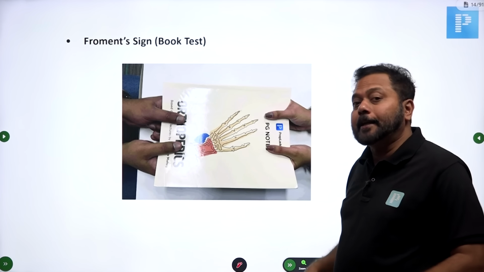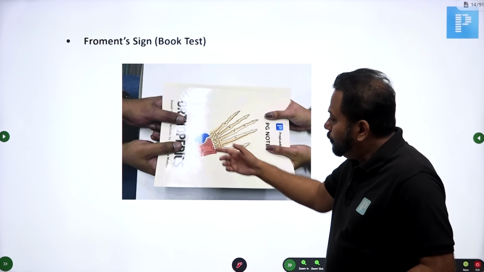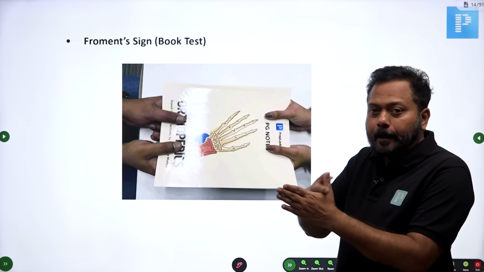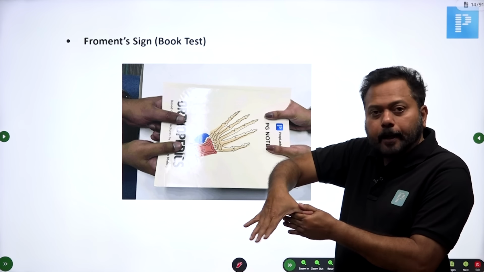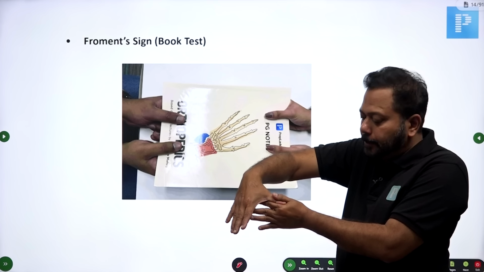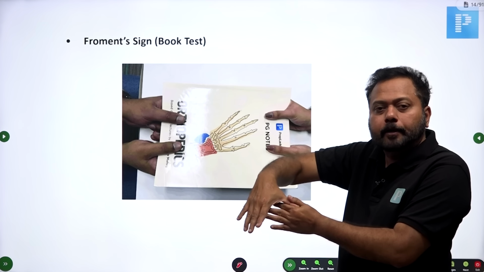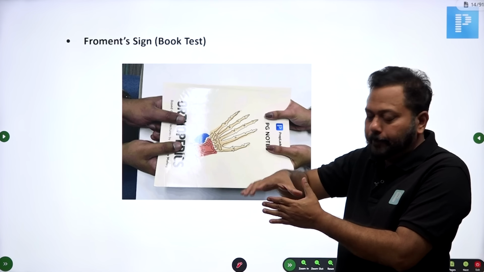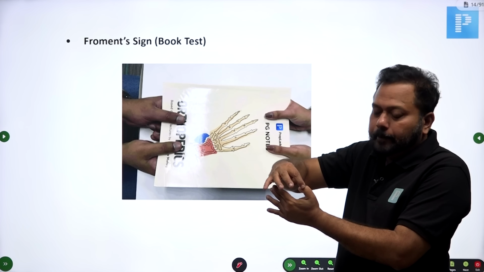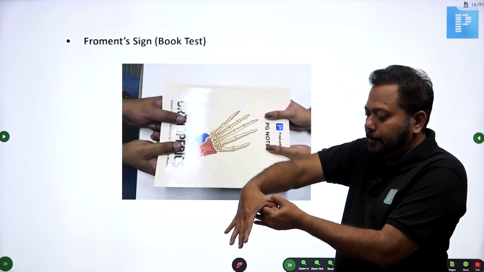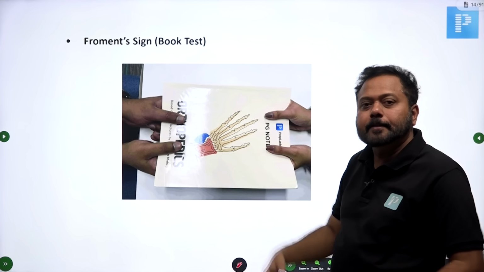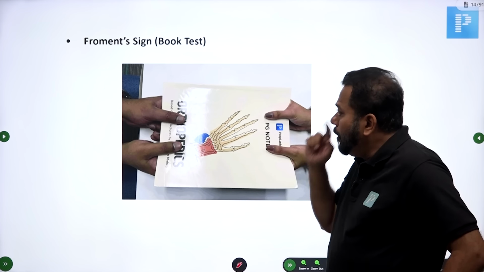Then coming to Froment's sign, otherwise called book test. What is that? You just ask a patient to hold a book like this between the thumb and the index finger. You try to pull the book. If my ulnar nerve is fine, adduction of the thumb is possible, so I can't release the book. Suppose my ulnar nerve is injured, to compensate that, I will hyperflex the interphalangeal joint of the thumb like this. Then that means the ulnar nerve is not acting. This is called Froment's test, otherwise called book test.